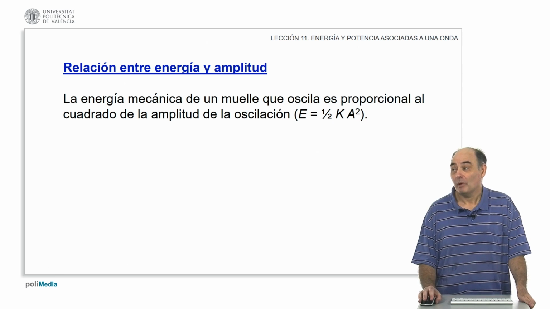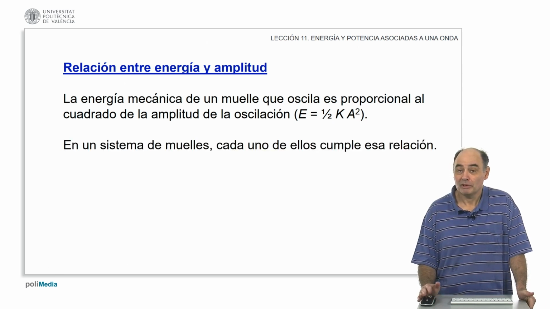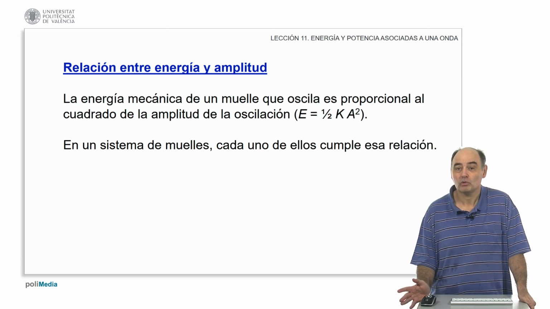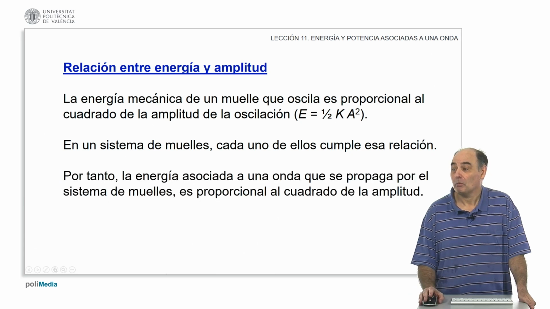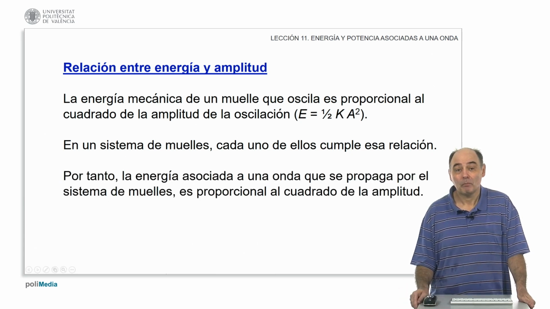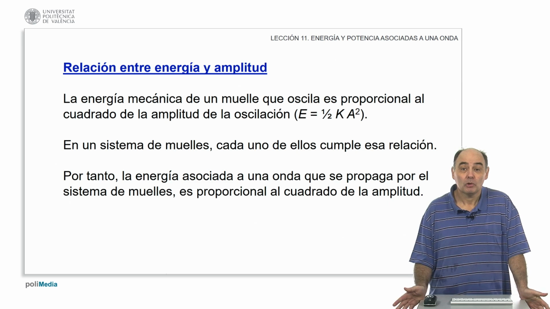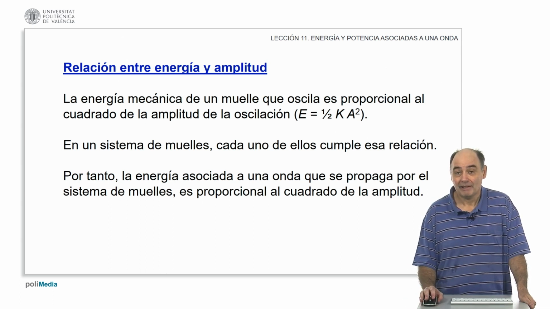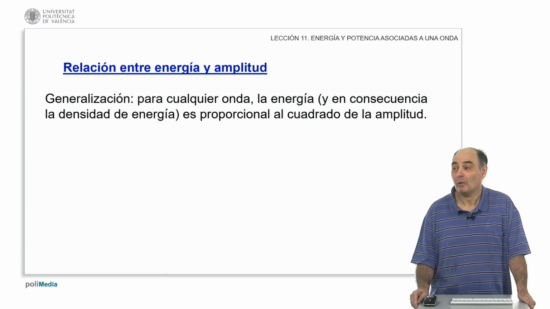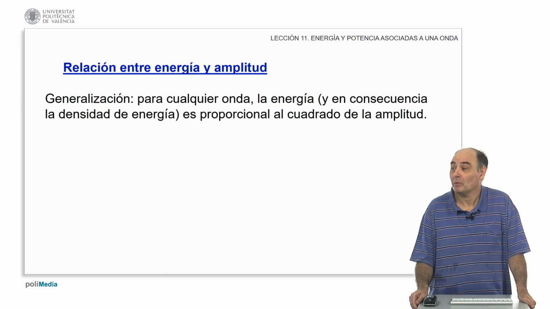Taking into account that each spring has this process, if we have a system formed by 40 consecutive springs, each one of them fulfills this relation, and the total energy, the corresponding sum, also fulfills it. Therefore, what can we conclude? That the energy associated with a wave propagating through a system of springs is proportional to the square of the amplitude. Well, this being justified for a case of springs, we have evidently not demonstrated anything for other types of waves. However, although it will not be justified here, it is a general truth, a general property of waves. For any wave, of any type, the energy or energy density, as a consequence, is proportional to the square of the amplitude.